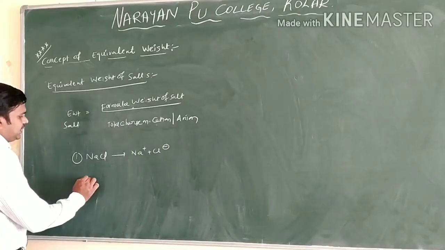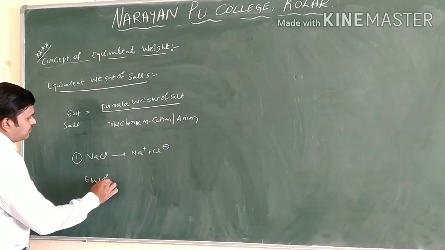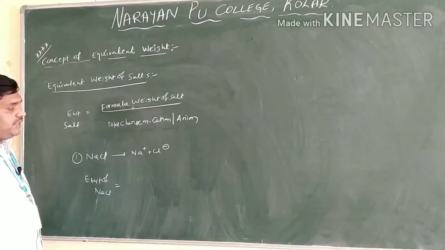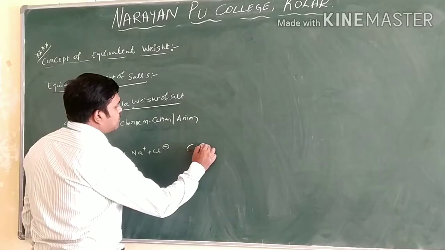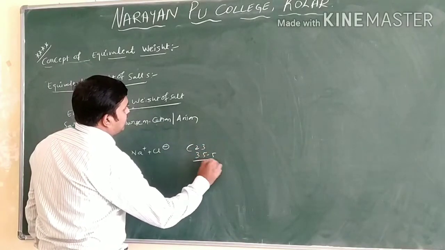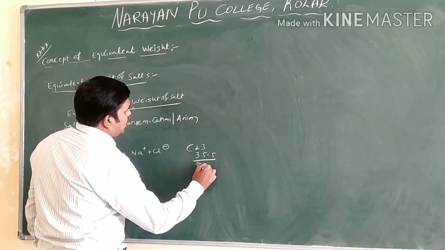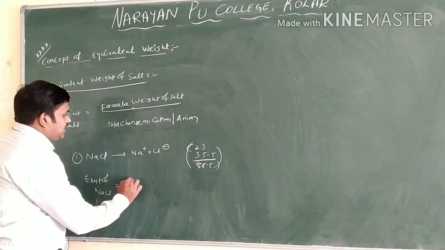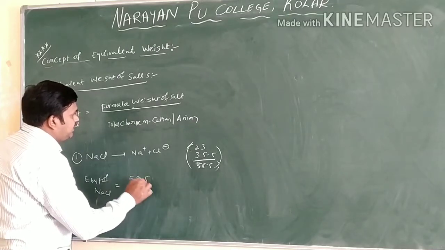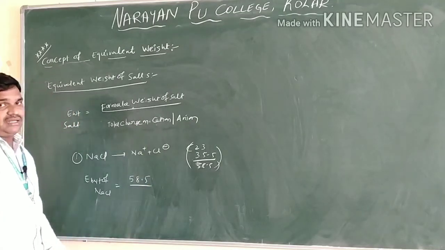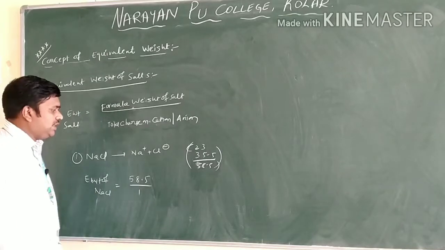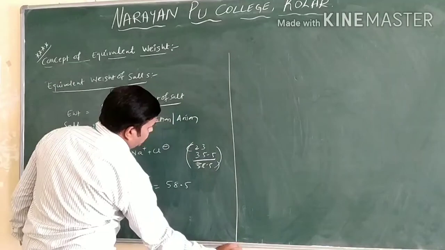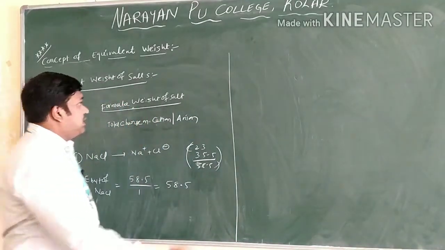Now I want to write here the equivalent weight of NaCl, that is equal to the formula weight of NaCl. Na, how much do we have? This is 23 and chlorine we have 35.5. Total how much do we have? 58.5. This is the formula weight of NaCl. You will write here 58.5 by the total charge on the cation or anion. How much can you take? 1 only. So what is the answer? You will get 58.5 only.